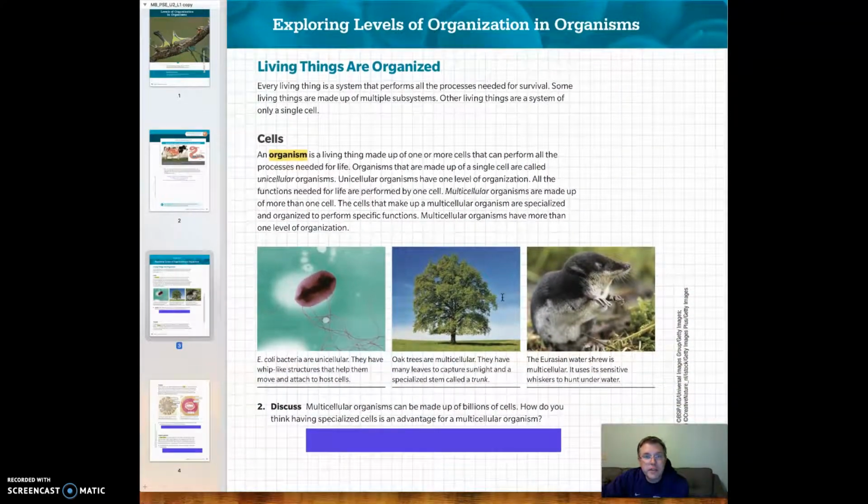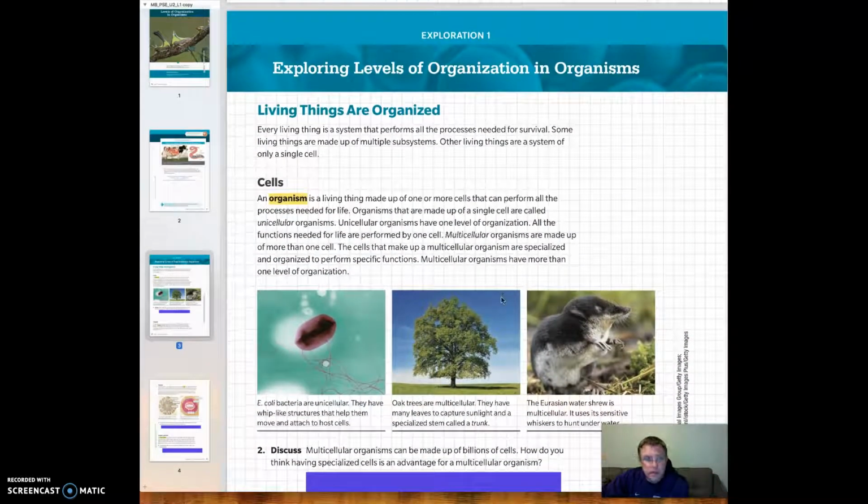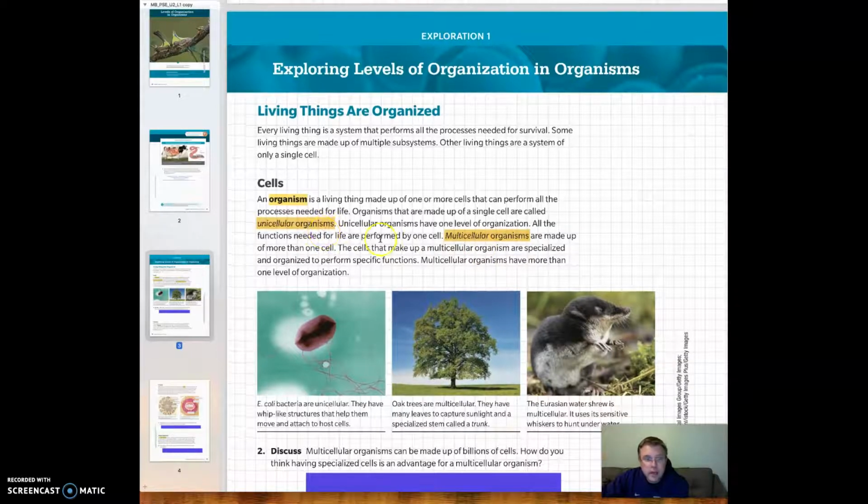All right, moving in officially into exploration 1 right here. One of the first things that it talks about here is the difference between unicellular organisms and multicellular organisms. Okay, unicellular organisms, just a single cell, and all the functions needed for life are performed by that one cell. So bacteria, protists, those types of things. Here's an example of an E. coli bacteria down here. Just one cell to do all those functions that are necessary for life.